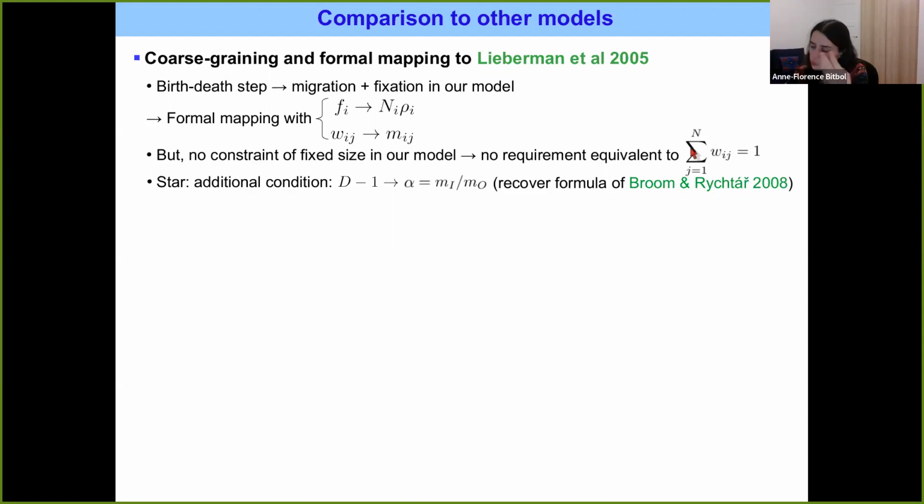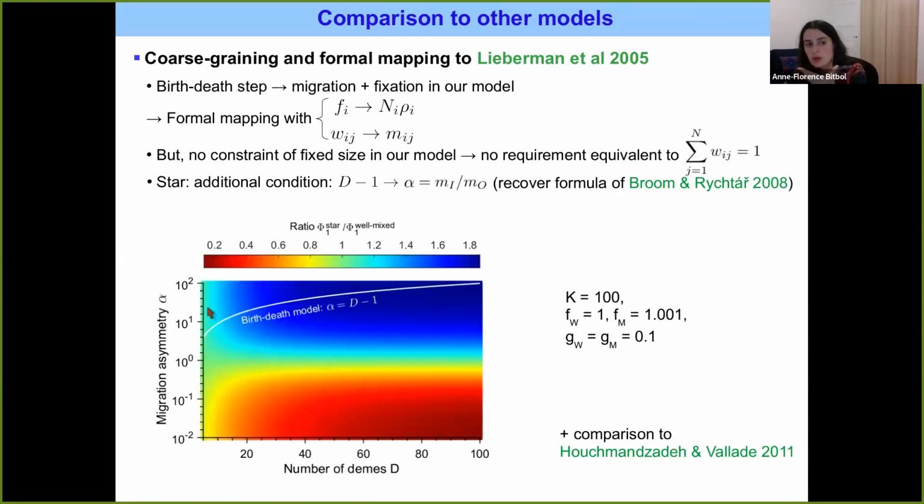So now let's impose this constraint on our model. If we do this, we find that in the case of the star, we recover exactly the formula that was found for the birth-death case in this model with one individual per node of the graph. In this case, the number of demes minus 1 plays the role of the migration rate asymmetry alpha. So we can also look at what happens versus migration asymmetry and number of demes, and plot the case of the birth-death model with one individual per node, which would be this white curve, where alpha is equal to d minus 1.